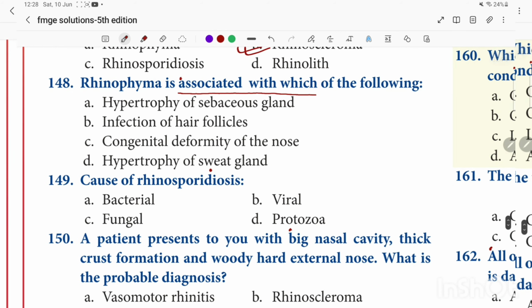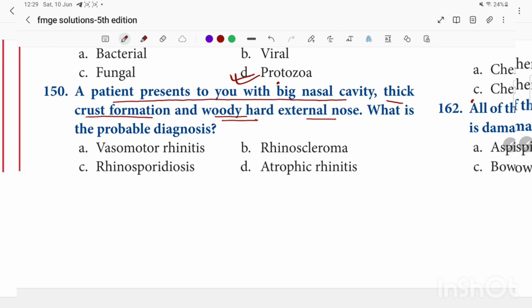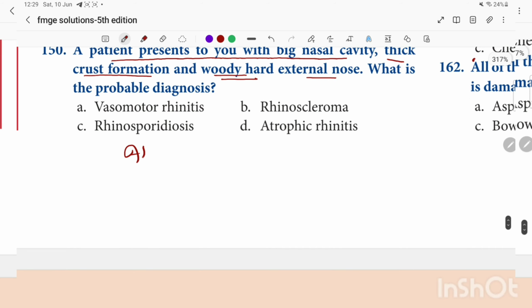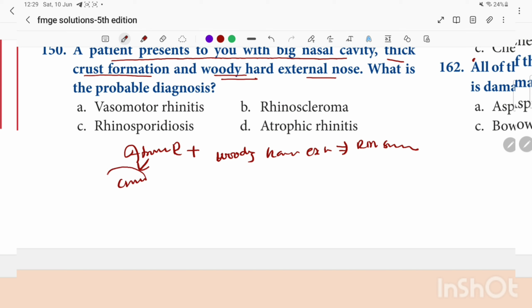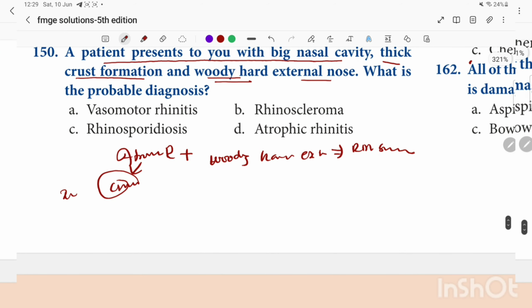A patient presents to you with a big nasal cavity, thick crust formation and woody hard external nose. What is the probable diagnosis? If atrophic rhinitis with woody hard external nose, then the diagnosis is rhinoscleroma. Atrophic rhinitis has crust formation and a big nasal cavity. So the answer is rhinoscleroma.